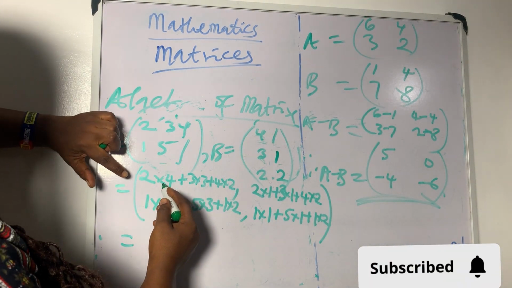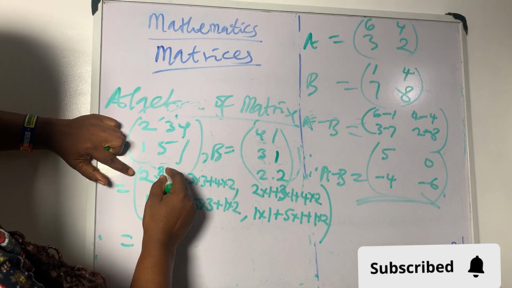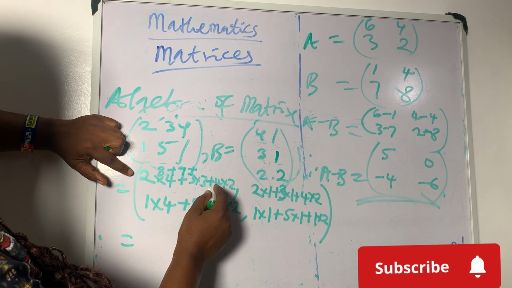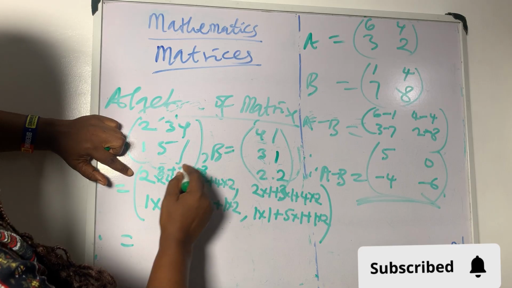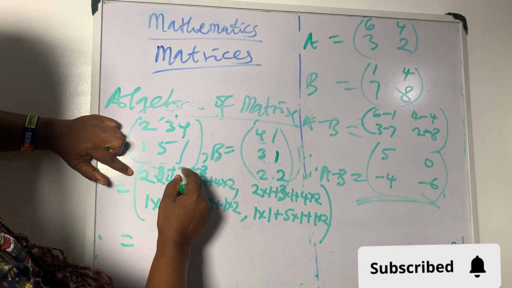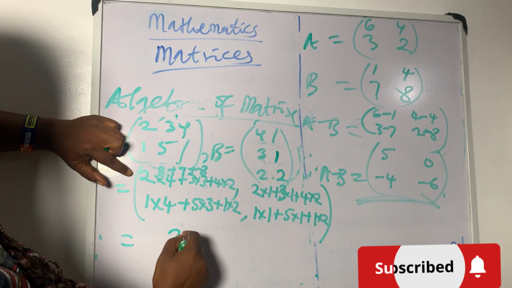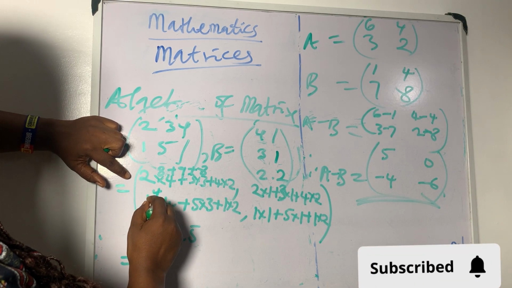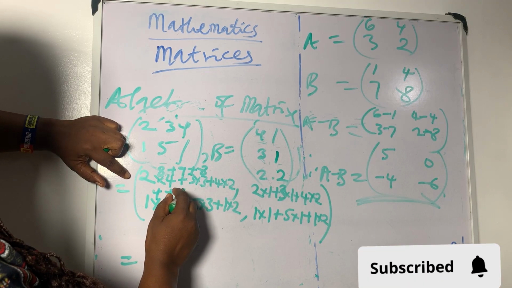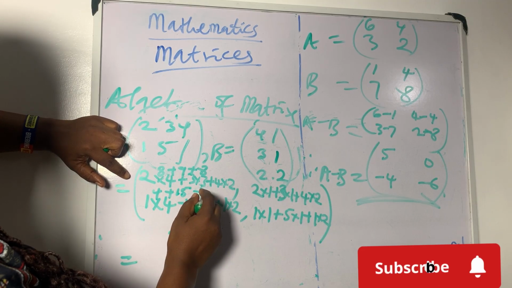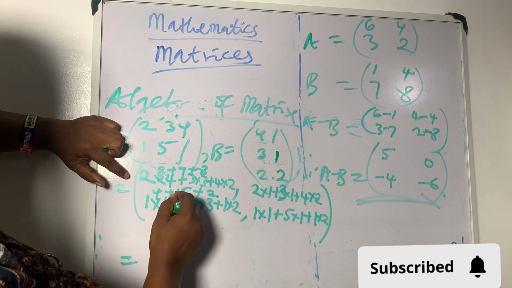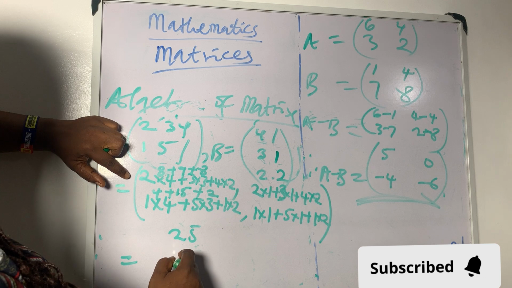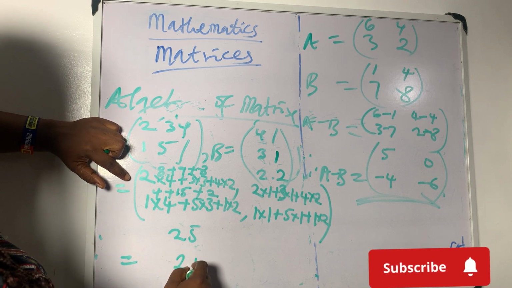2 times 4 is 8, plus 3 times 3 is 9, plus 4 times 2 is 8. 8 plus 9, 17, plus 8, you have 25. The next one, 1 times 4 is 4, 5 times 3 is 15, plus 1 times 2 is 2. 4 plus 15 is 19, plus 2, 21. 19 plus 2 is 21.